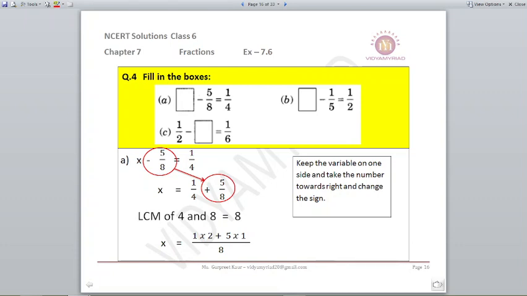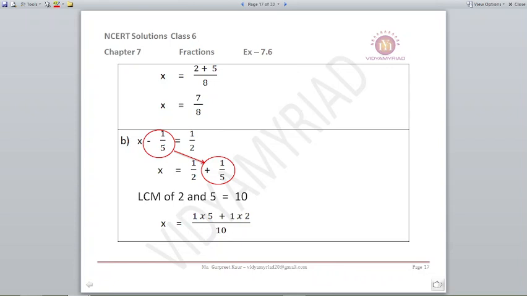So LCM of 4 and 8 is 8. So x will be equal to 1 into 2 plus 5 upon 8. We can find out x as 2 plus 5 upon 8, which is equal to 7 upon 8.